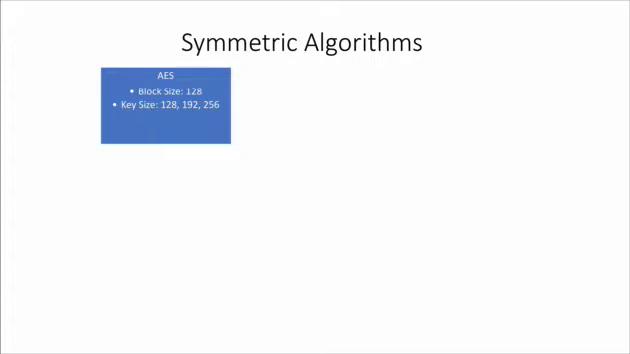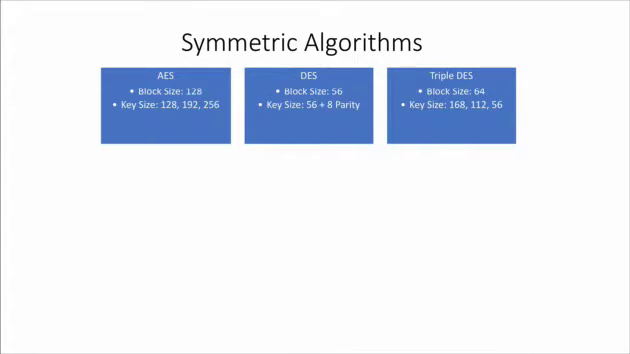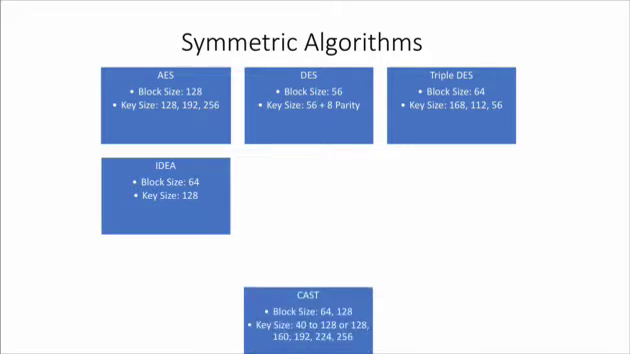Let's move on. After AES, we get DES, which was the standard in the past, but as you can see, its block size is only 56, which is half of 128, and the key size was only 56 with an 8-bit parity to ensure communication integrity. Then we got Triple DES. Triple DES was moved up from 56 to 64 bits in block size, and the key size went to 168, 112, or 56. And then you get IDEA, block size 64 and key size 128.